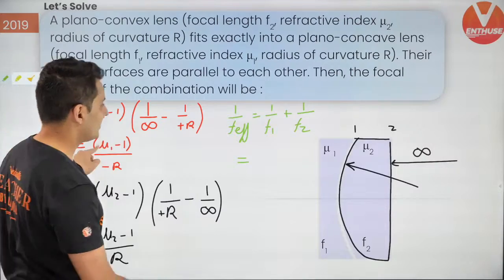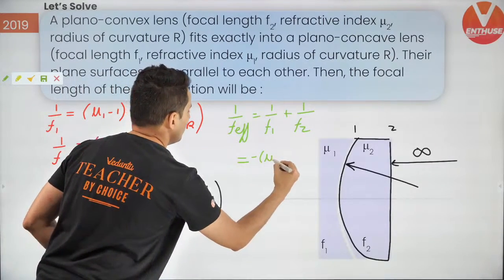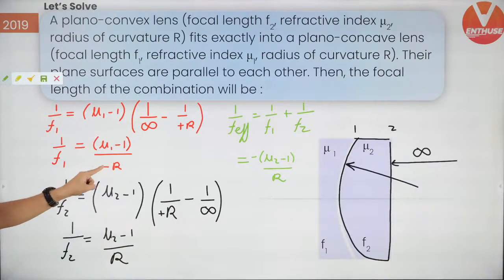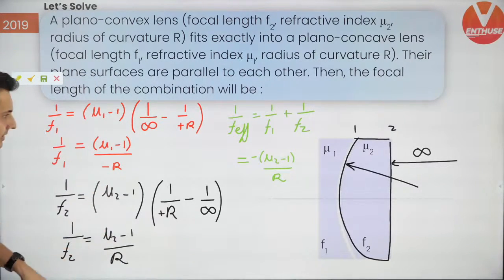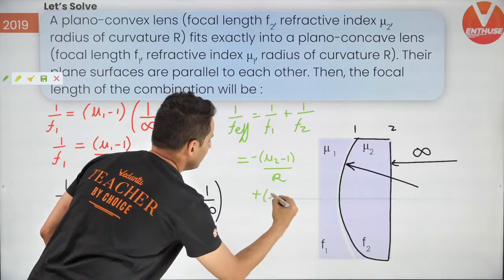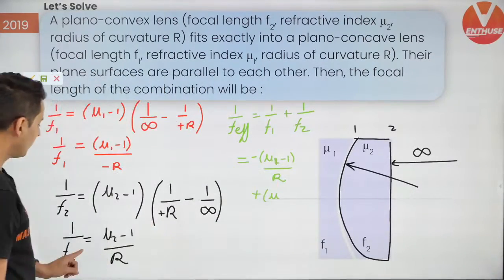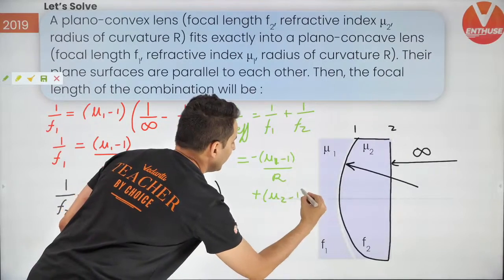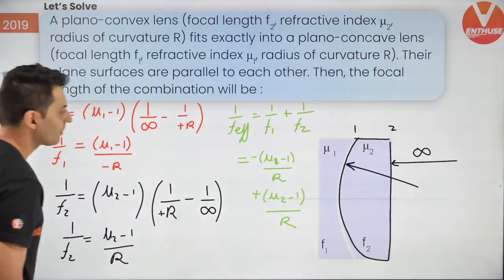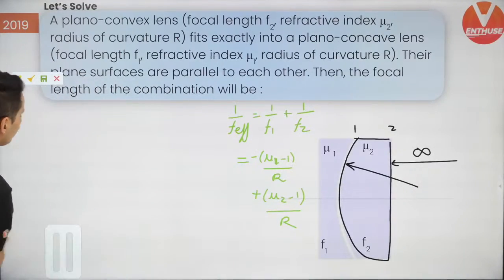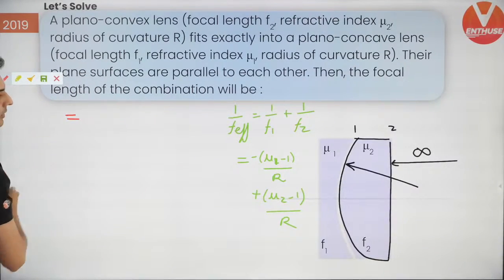1 by f1 is this value. So minus mu2 minus 1 divided by r, minus mu1 minus 1 divided by r plus, this is mu1, my bad, mu1 plus mu2 minus 1 divided by r. That's what I'll get. I don't need this anymore. I'll just erase this. So guys, what will this give me?